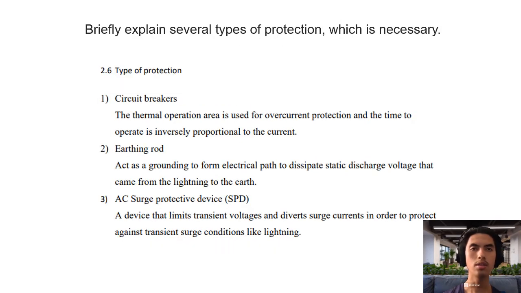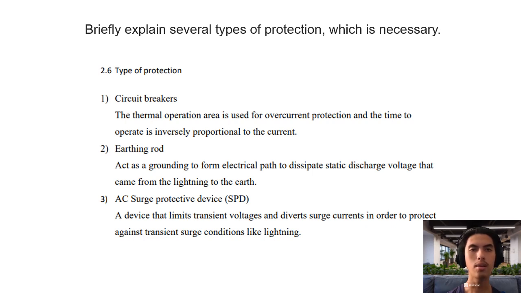In this project, we have applied several types of necessary protection. We have 3. The first one is the circuit breakers. The thermal operation is used for overcurrent protection, and the time to operate is inversely proportional to the current. The second one is the earthing rod.